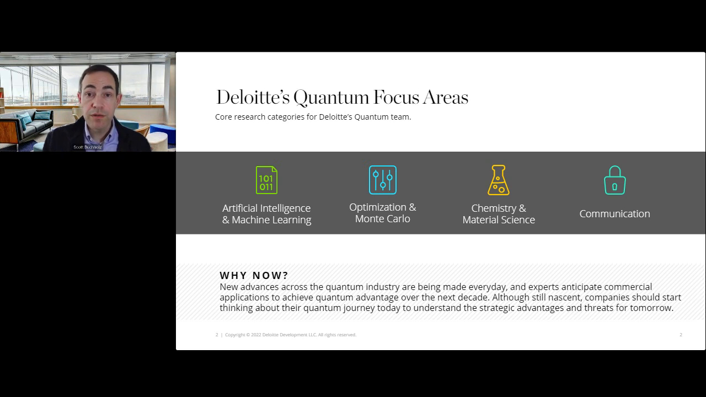The last one in here is communication. This is really a little bit about the future of communication and security. I think many of you are probably familiar with the idea that quantum computers may, at some point in the next 5, 10, 15 years, depending on who you believe, be able to decrypt a lot of the encryption algorithms that we use today. How do we make sure that we are setting ourselves up to be able to communicate more securely? How do we make sure that we're securing data properly, and what does that journey look like today and tomorrow?